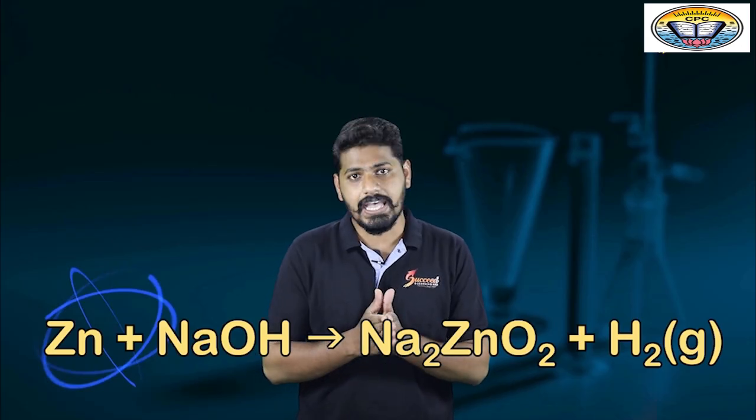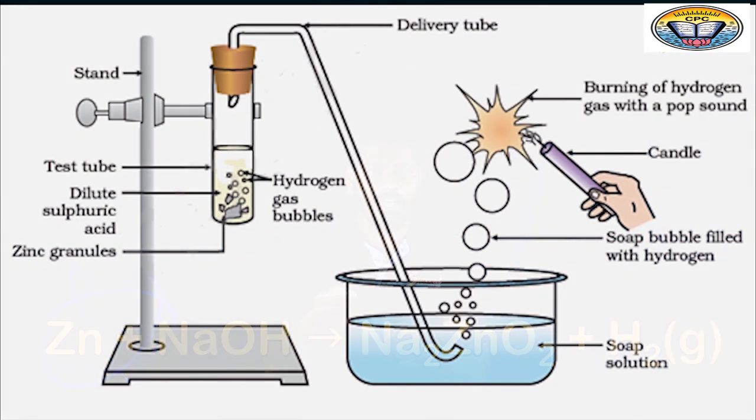So how do we check this hydrogen gas? We just bring a burning candle to the mouth of a test tube. When it gives a popping sound, that confirms the experiment, it releases hydrogen gas.